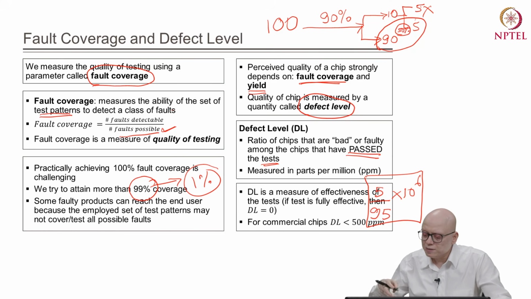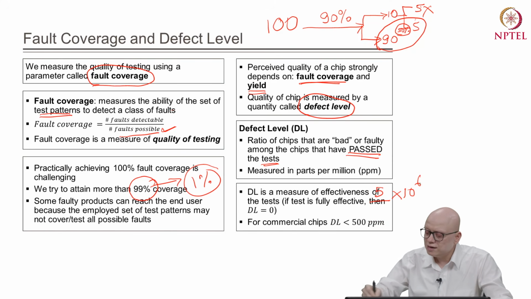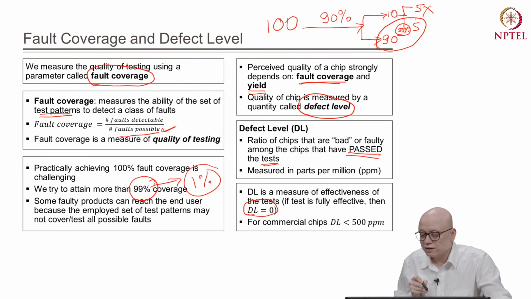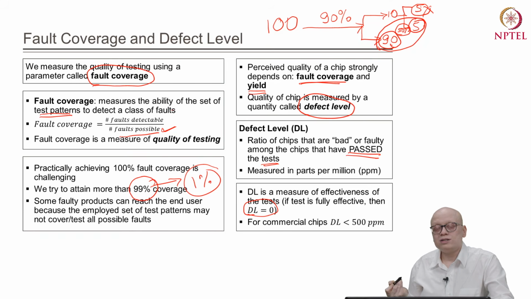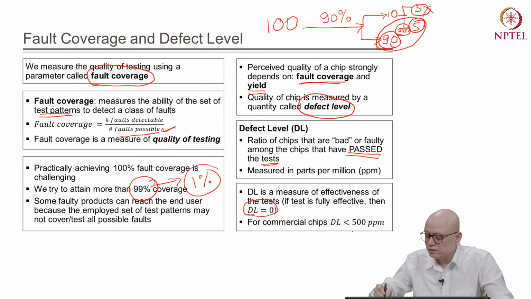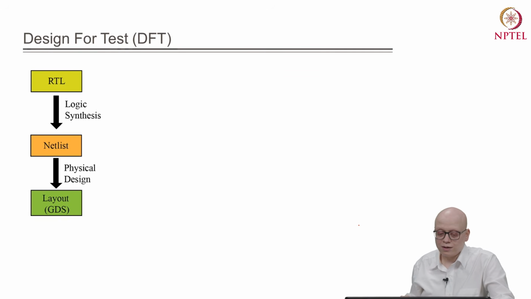Now, defect level is the measure of effectiveness of the test. If the testing is fully effective, then the defect level will be 0, meaning that these 5 will also be caught during testing, and only these 90 chips will go to the customer, and therefore the defect level will be 0. For commercial chips, typically defect level is less than 500 parts per million.